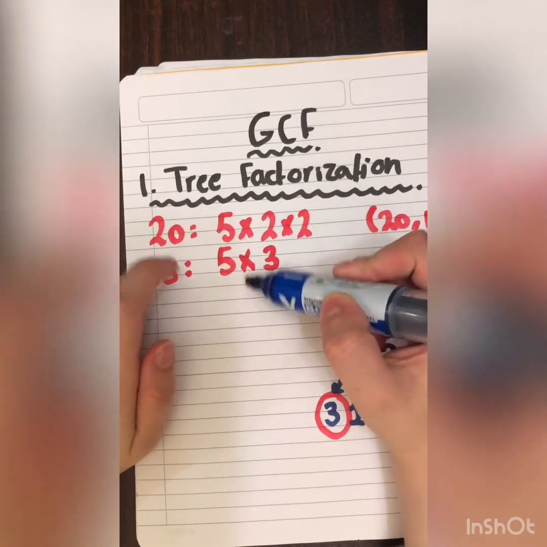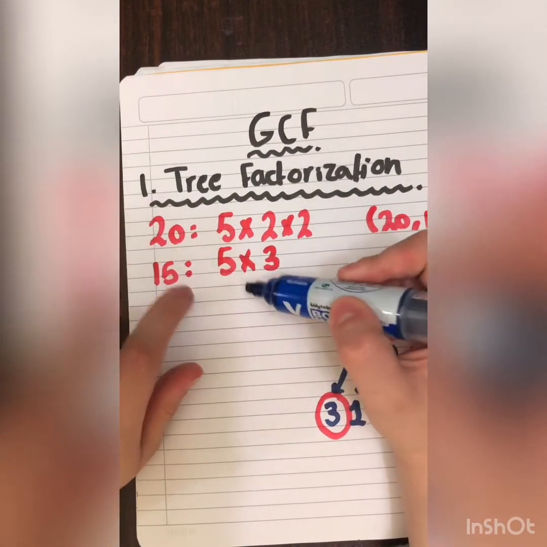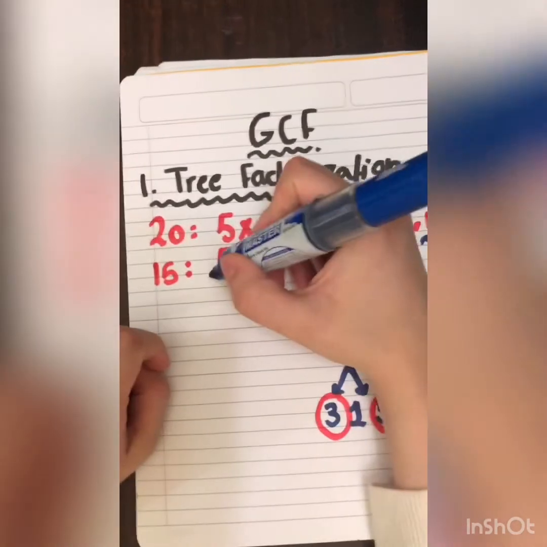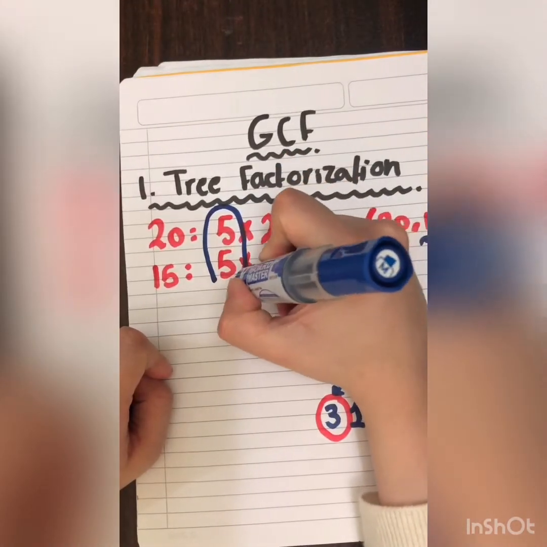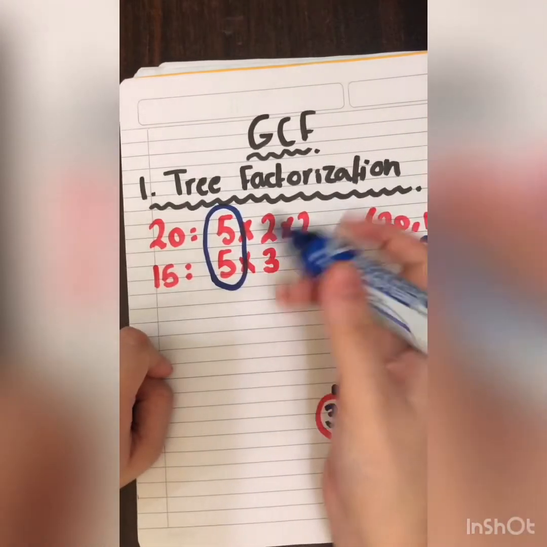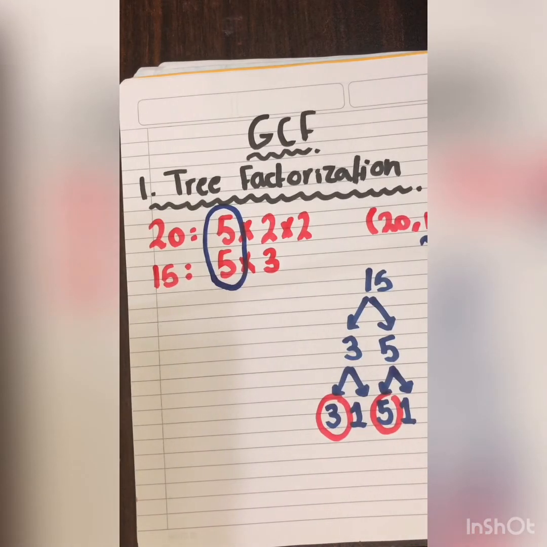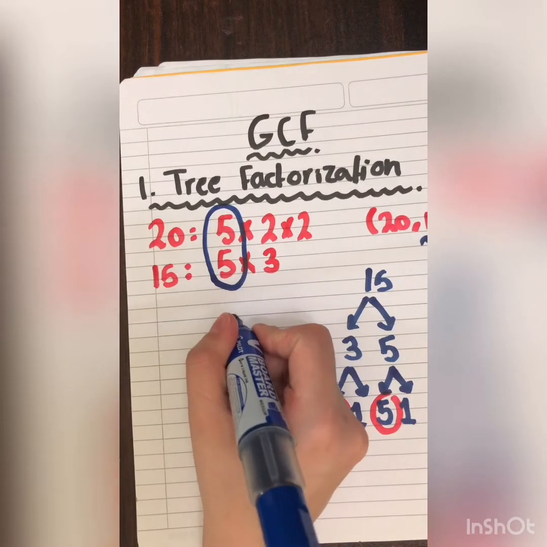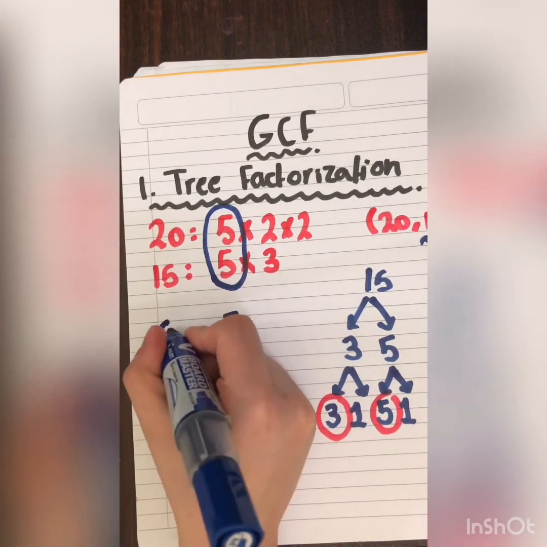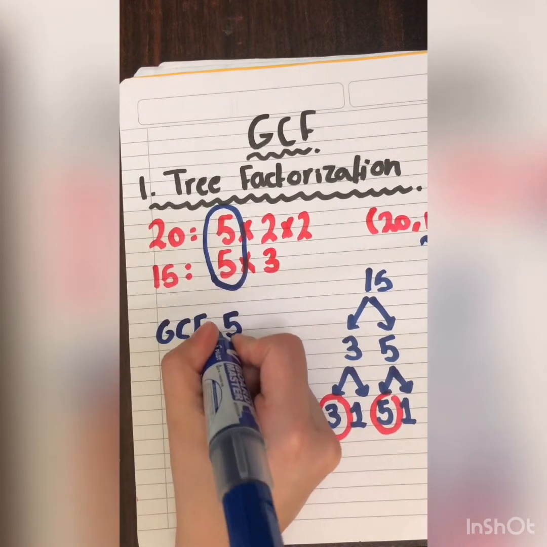The common factors between the 20 and the 15 is 5. So circle the 5. Is there another factor? There is no other factor, so you are just going to write 5. So the GCF is 5.